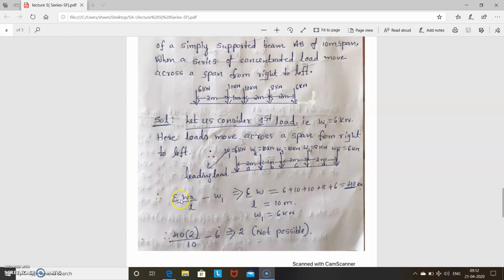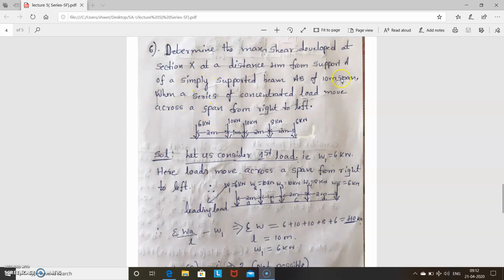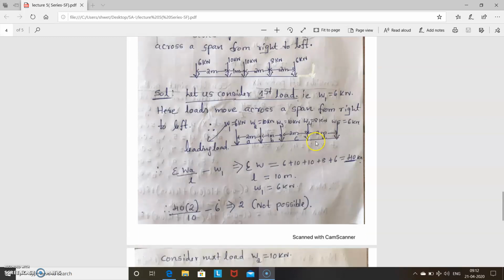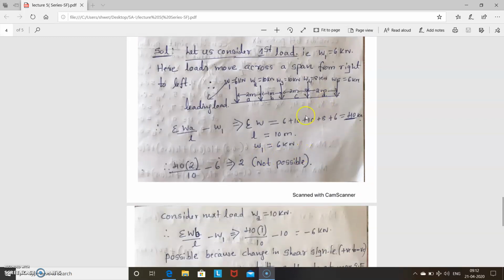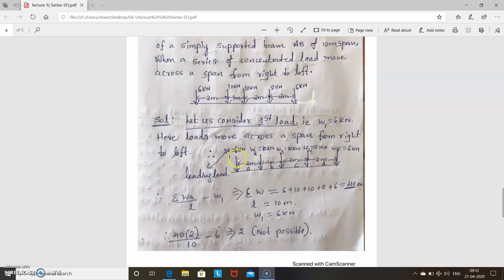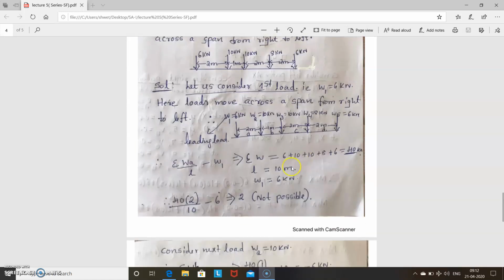Then summation of W: 6 plus 10 plus 10 plus 8 plus 6, the sum of all the loads, is equal to 40. Next, the span is 10 meters. And W1 is the load you considered, 6 kilonewton. Substituting in this equation, you get 2. It is not possible because it is a positive value. Go to the next load, W2.